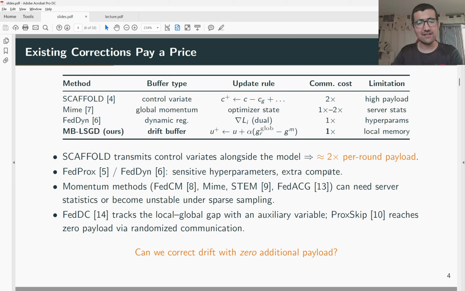So the question we ask is the one at the bottom. Can we get SCAFFOLD-style drift correction while sending zero extra bytes? Nothing beyond the model FedAvg already sends.